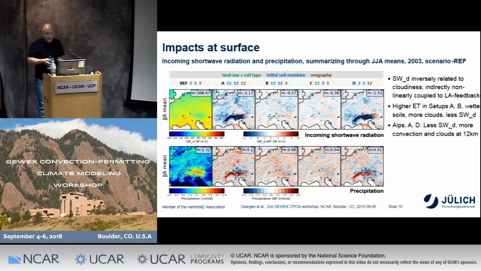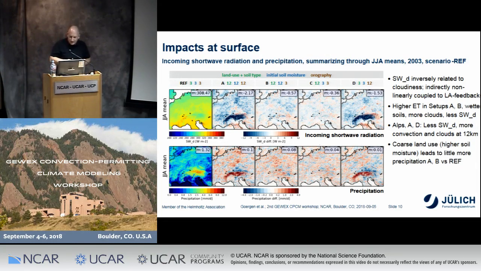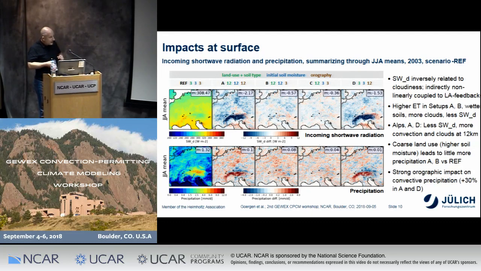Now we go on to precipitation. With precipitation, again, we have here the coarse land use, and we see there is a slight increase in precipitation. Again, we have this more moist initial conditions, more evapotranspiration, and so forth. However, and that's interesting, it clearly stands out. You have the Alps over here. You see up to 30% more precipitation in the setup where we have a 12-kilometer orography, for example, here, as compared to the 3-kilometer orography. Everything else between these two is the same.